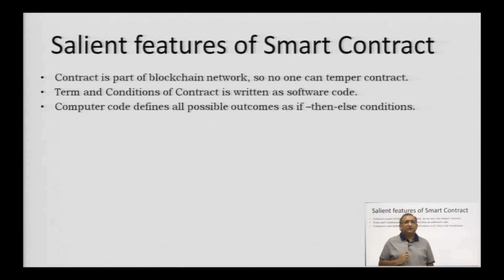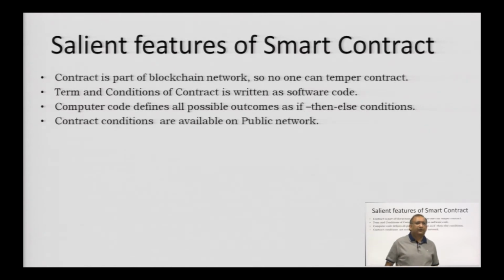So, what happens is basically the computer codes all the defined possible outcomes, am I right? If this doesn't happen, this will happen. All these things will be coded as if-then-else clause conditions in the program. Contract conditions are definitely available to the public, because it is based on the blockchain. So, it is available on the public network, and nobody can cheat or commit fraud with us.